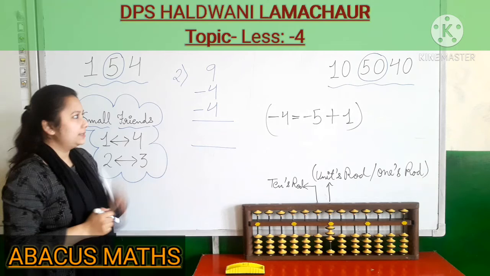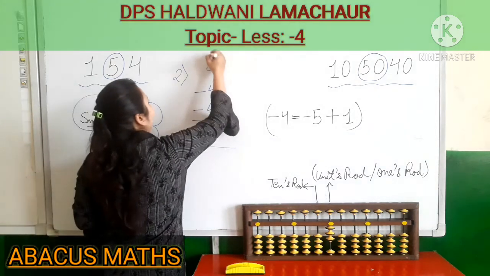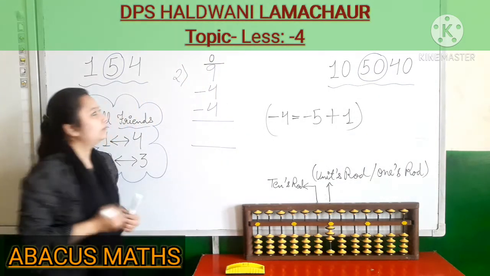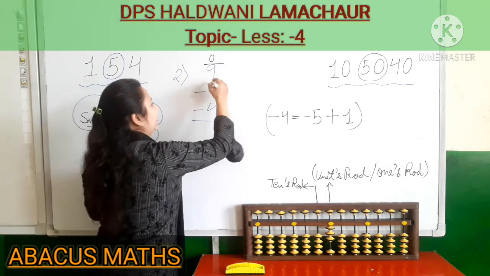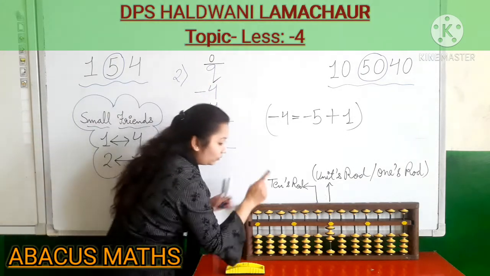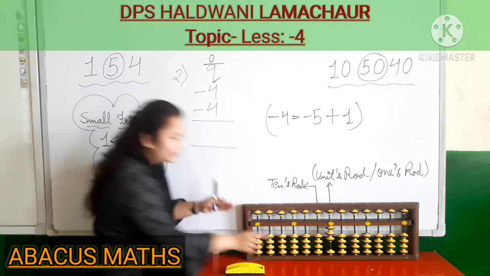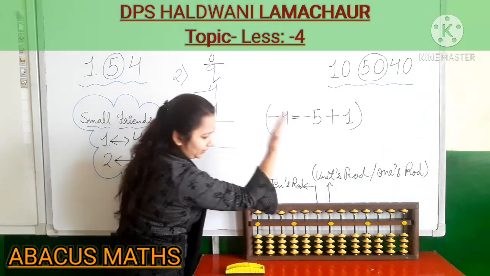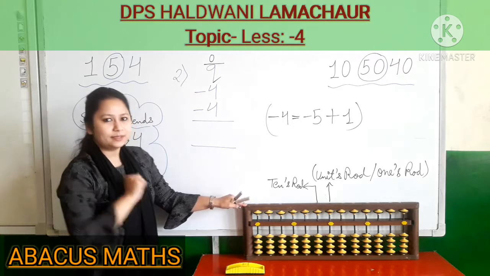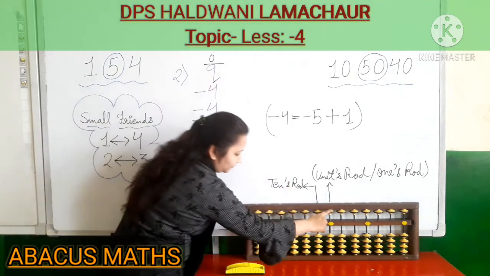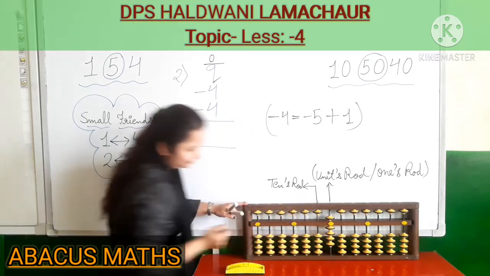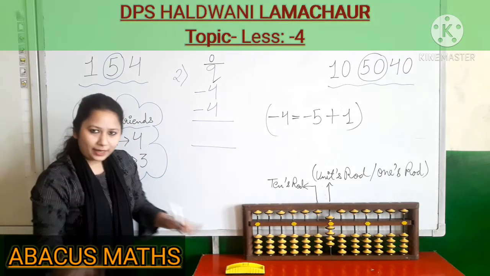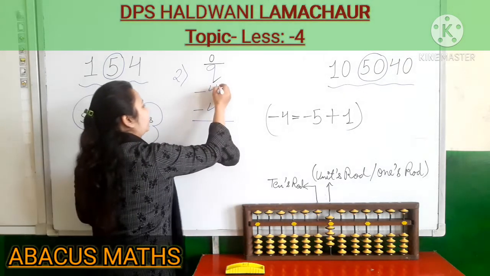Now this is your second sum, kids. It will go in one slot because it is a one row sum. First of all you have to add 9. Before adding any number, just set your abacus, means upper beads up and lower beads down. Now 9. See, 5, 6, 7, 8, 9. 9 I have added. Now next you have to do minus 4.